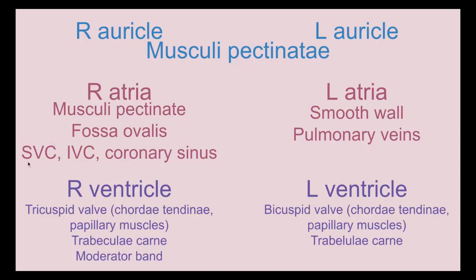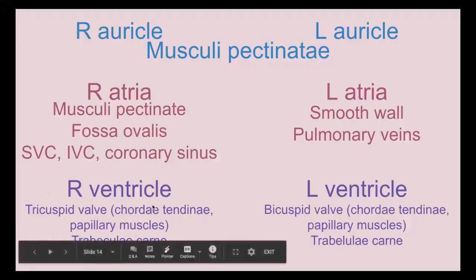And then also what's going to be dumping into the right atria? The superior vena cava, inferior vena cava, and coronary sinus. And for the left atria, things are a bit more simple. It just has a smooth wall. And then remember, those pulmonary veins are going to be dumping back into the heart. So the pulmonary veins are actually going to be bringing oxygenated blood. It was just oxygenated by the lungs, and it's going to be bringing it back into the heart to then get it into the peripheral circulation for the body.